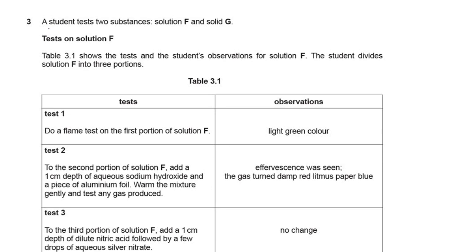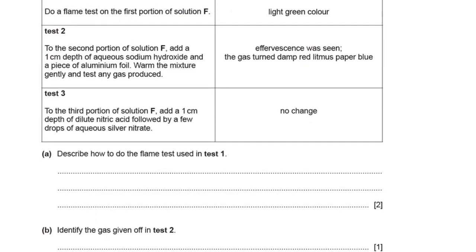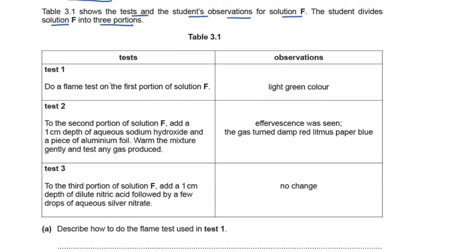Now let's start with question 3 here. Question 3 states that a student tests two substances, solution F and solid G. Tests on solution F are shown here. So table 3.1 shows the test and the student's observation for solution F, and the student divides solution F into 3 portions. Now you should remember that F is a solution and the tests are given, and from the tests we need to identify the solution F.